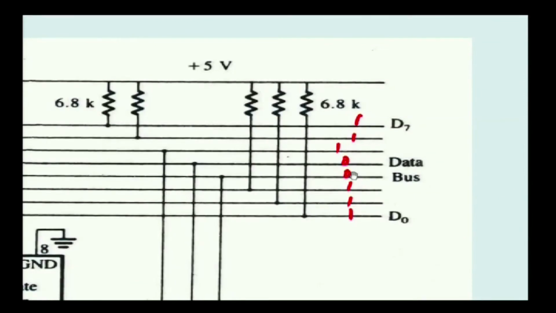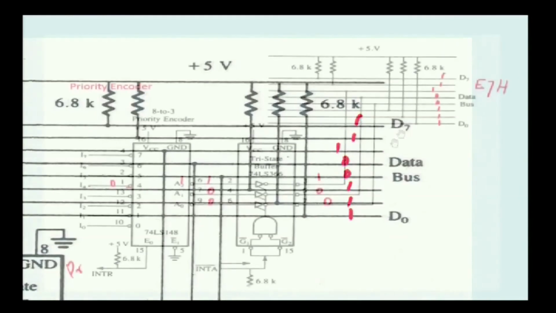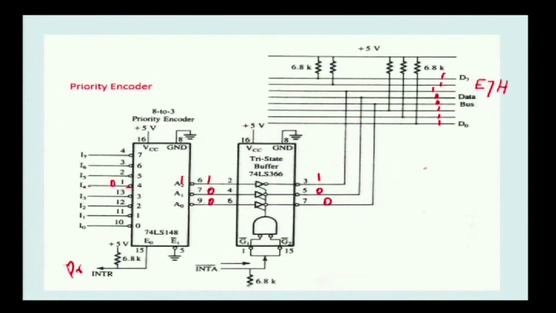1 1 1 0 0 1 1. Now, we have to read the values as a hexadecimal from the lower byte: 0 1 1 1 is 7, and this one, 1 1 1 0, is E. So E7H is for the fourth one. RST4 has the opcode value E7.